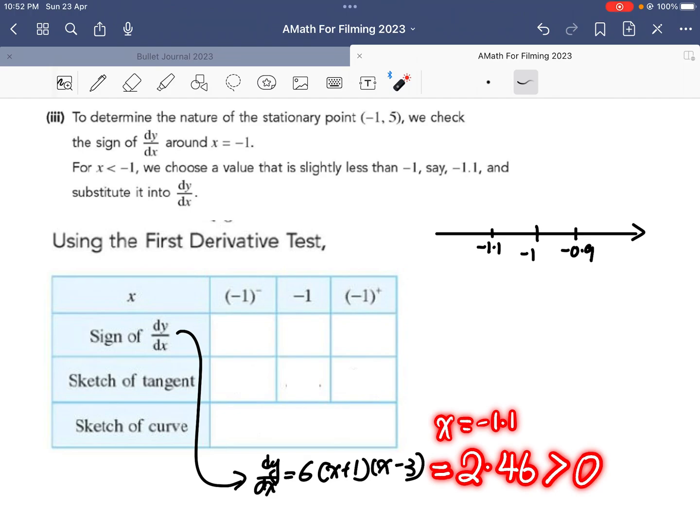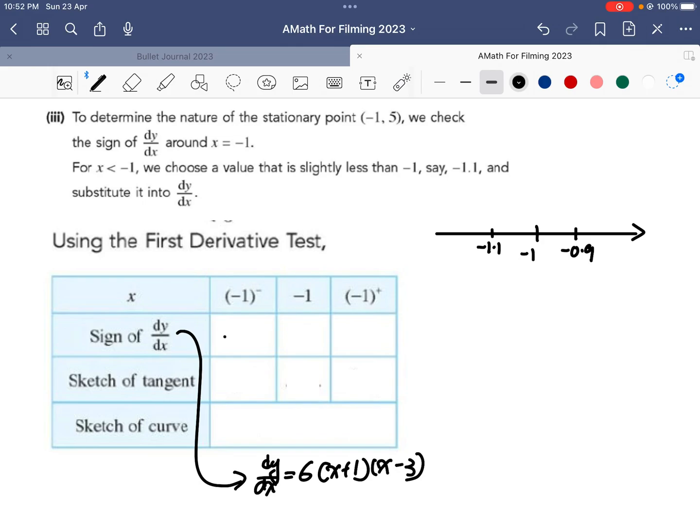So the gradient here is greater than 0. Greater than 0 means that this is a positive gradient. So slightly less than negative 1, the point here is a positive gradient. So here I write a positive sign because we had 2.46 earlier, and the sketch of the gradient is positive. This one here, no need to do. Why? Because I know there's a stationary point, so at this point here, the sign of dy/dx must be 0. The sketch of the tangent at this point here will be flat.